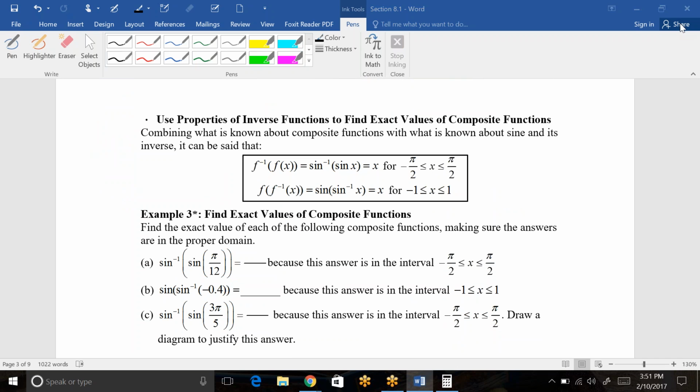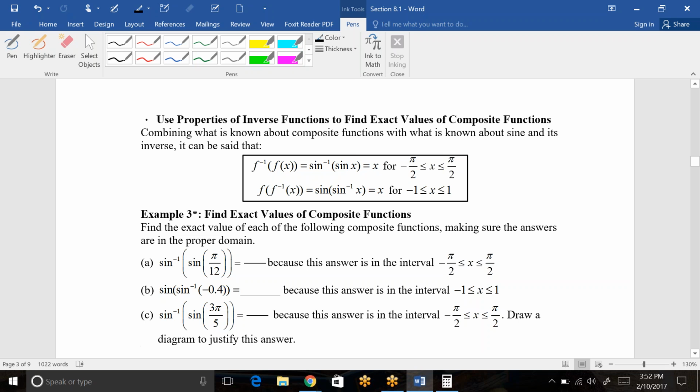Okay, so this next part says we're going to use the property of inverse functions to find exact values of composite functions. Combining what is known about composite functions and what is known about sine and its inverse, it can be said that f inverse of f of x, so notice this is that same property from above, if you have an inverse and a function composed together, if they are truly inverses, which ours are, then the answer is just the x. But you have to be careful, because this is x only if you fall within the negative pi over 2 to pi over 2 range.